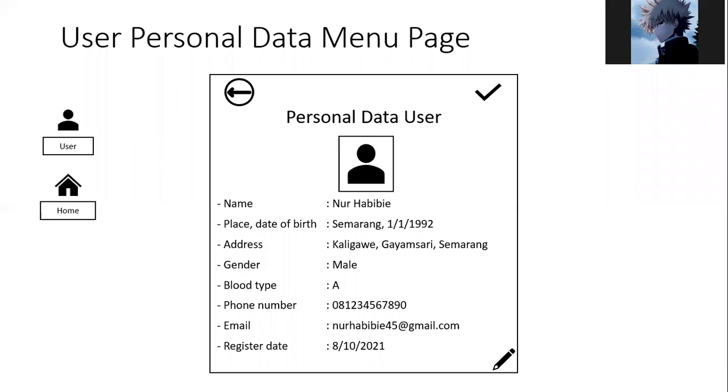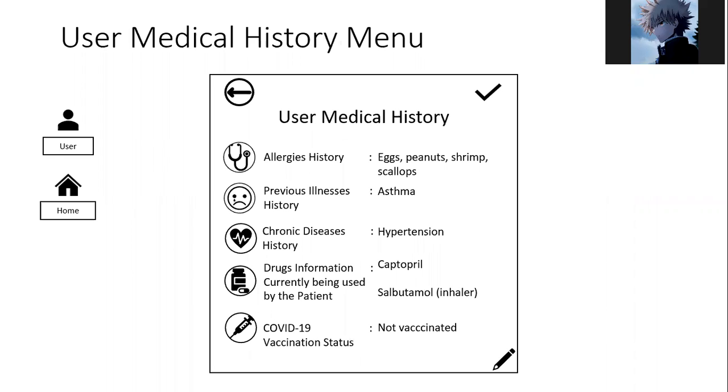The next slide is the view of user personal data menu page. This menu includes the user personal information, which consists of name, place, date of birth, address, gender, blood type, phone number, email, and the register date. Then there is a menu of user medical history, namely allergies history, previous illness history, chronic disease history, drug information currently being used by the patient, and COVID-19 vaccination status.